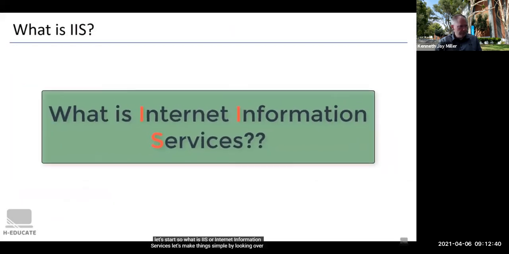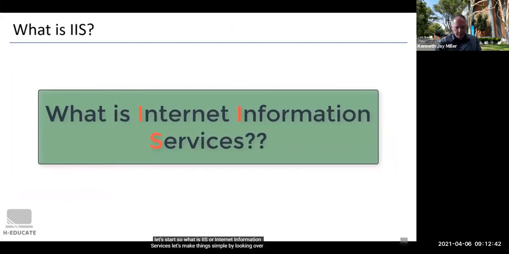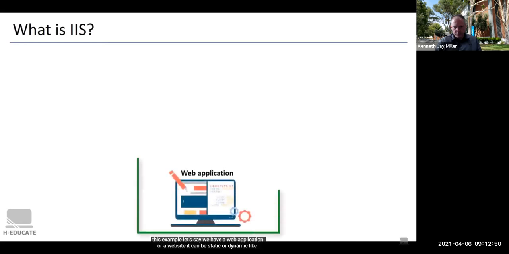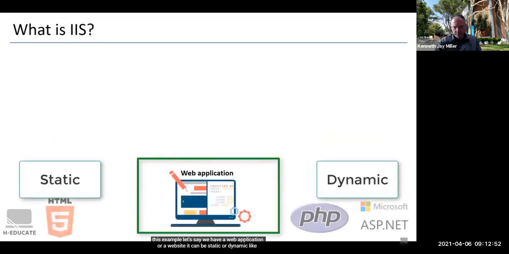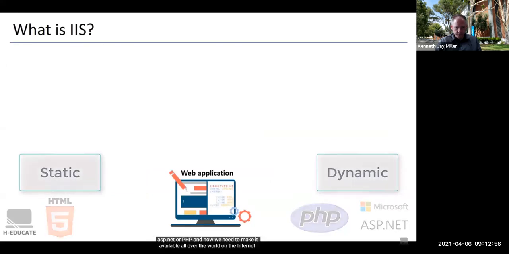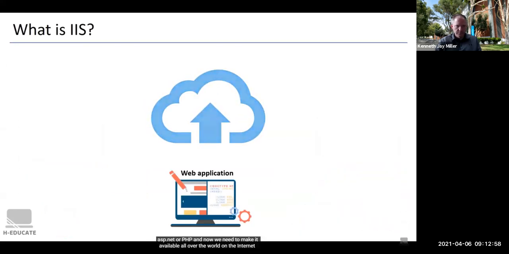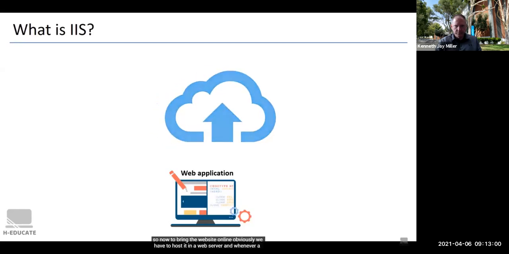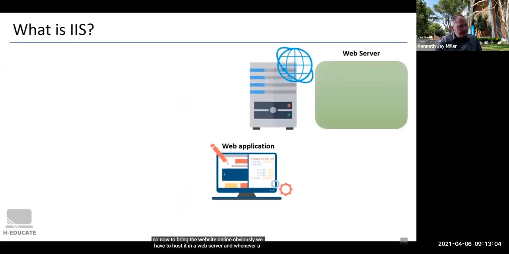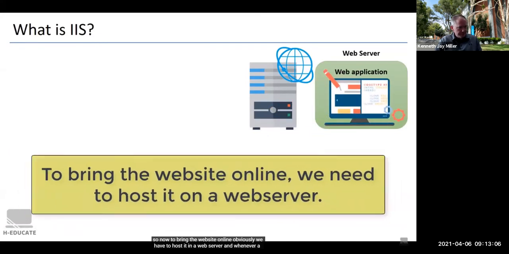So what is IIS or Internet Information Services? Let's make things simple by looking over this example. Let's say we have a web application or a website. It can be static or dynamic like ASP.NET or PHP. And now we need to make it available all over the world on the internet. So now, to bring the website online, obviously we have to host it in a web server.